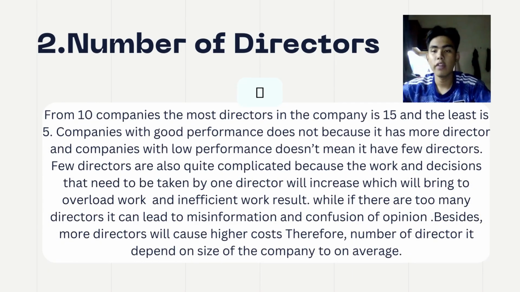For the second is number of directors. From the companies, the most directors in a company is 50 and the least is 5. A company with good performance does not necessarily have more directors, and a company with low performance does not necessarily have few directors. Few directors are also quite complicated because the work and decisions to be taken by one director will increase, which will bring overload work and inefficient work results.